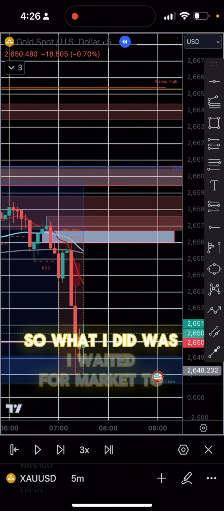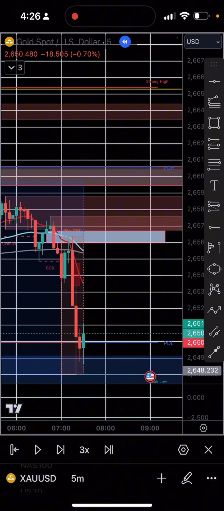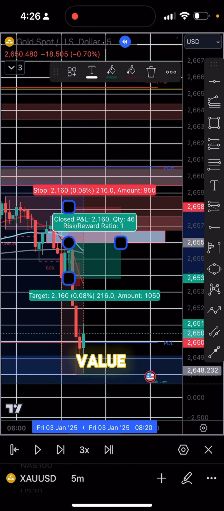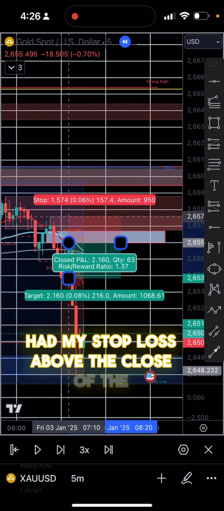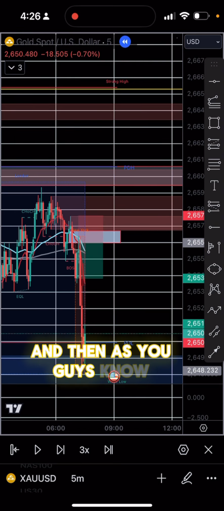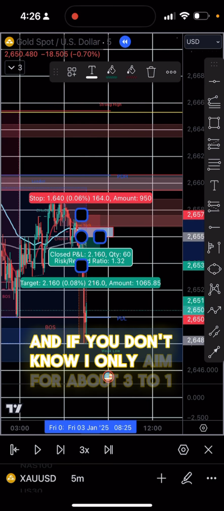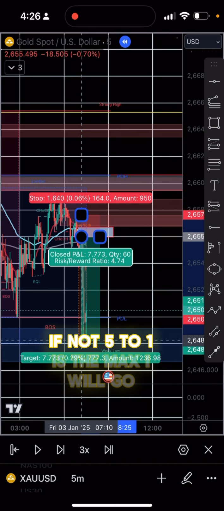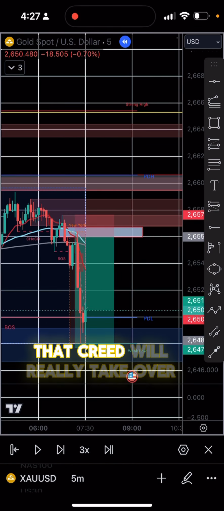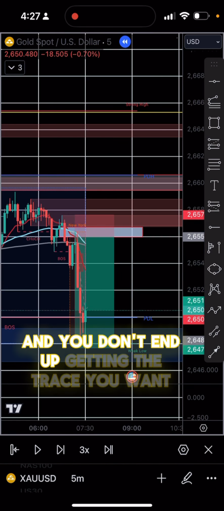So what I did was I waited for market to touch that space. I had my entry at the opening of that fair value. Had my stop loss above the close of that previous candle. And then as you guys know, and if you don't know, I only aim for about a 3-to-1, if not 5-to-1 is the max I will go. The reason why is because I see that greed will really take over and you don't end up getting the trades you want.